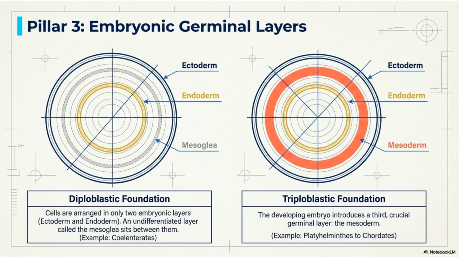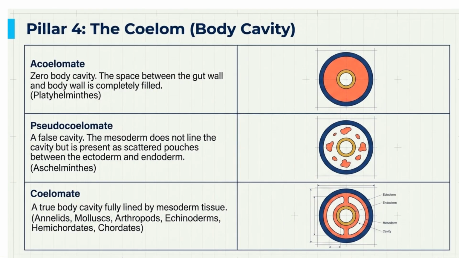Pillar 3 concerns embryonic germinal layers. Diploblastic animals like coelenterates have 2 layers, ectoderm and endoderm, separated by an undifferentiated mesoglea. Triploblastic animals, from Platyhelminthes to chordates, introduce a 3rd layer, the mesoderm. Pillar 4 defines the coelom, or body cavity.